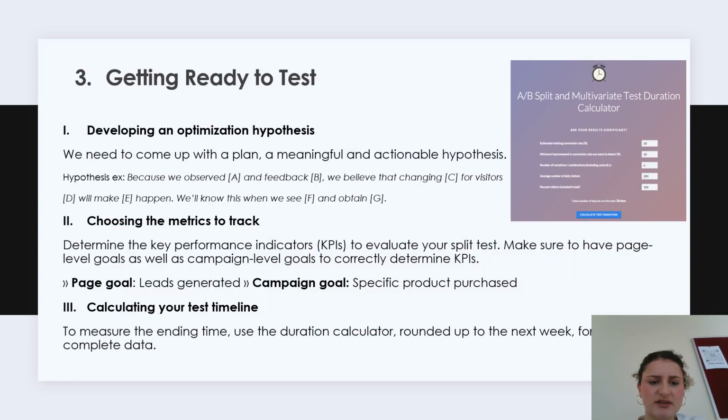As for the third step, getting ready to test, we need to develop an optimization hypothesis. We need to come up with a plan, a meaningful and actionable hypothesis. The second one, we need to choose the metrics to track. We need to determine the KPIs, key performance indicators, to evaluate our split test. And the third one, we need to calculate our test timeline, as we mentioned also before. We have to use the duration calculator, round it up to the next week.